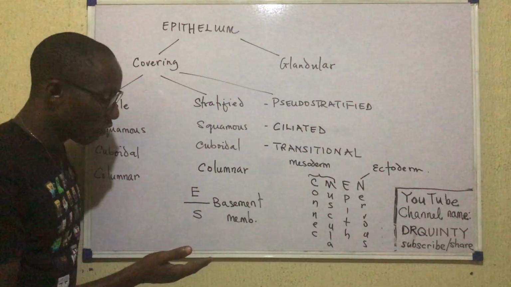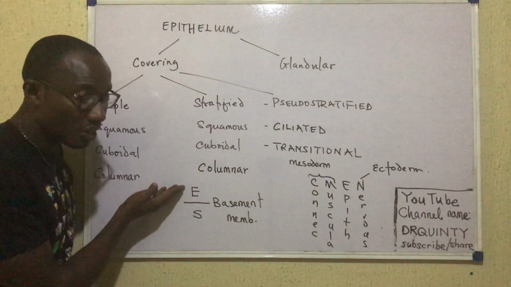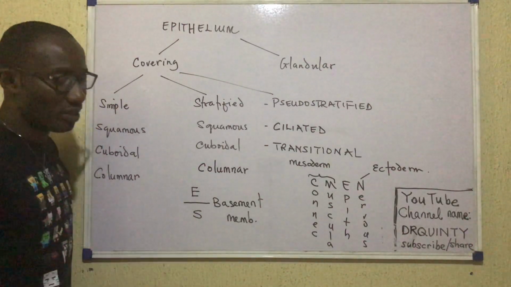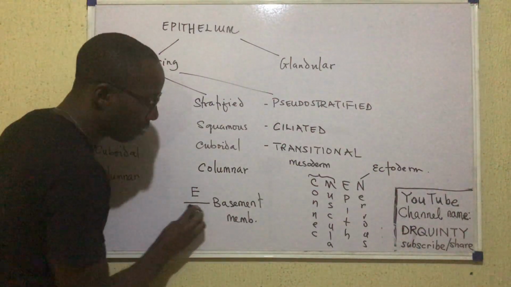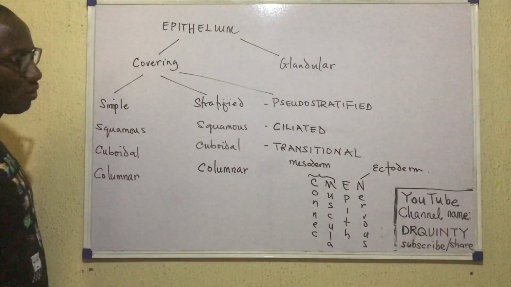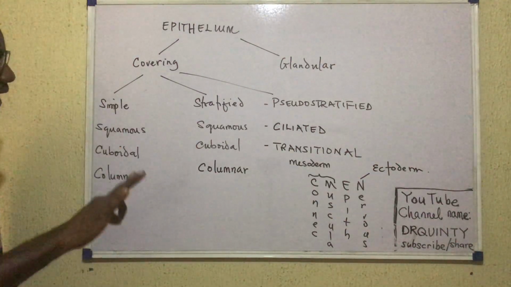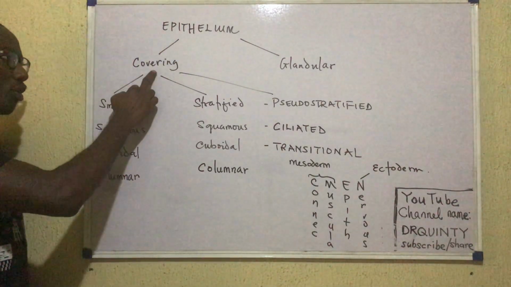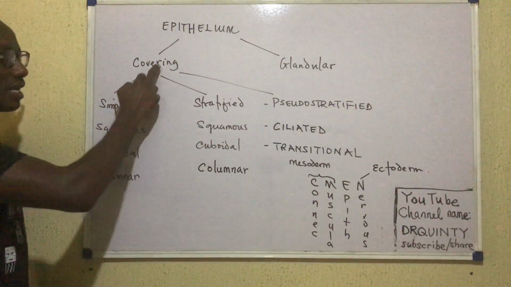But irrespective of how you see it, just understand that the basement membrane carries the epithelial cells, at the same time separates them from the underlying tissue, that is the surface that they are overlying. So having mentioned that about the basement membrane, for covering epithelia, we'll talk about these special forms: pseudostratified, ciliated, and transitional epithelia. But for now, the two types of covering epithelia that we have are simple covering epithelia and stratified covering epithelia.